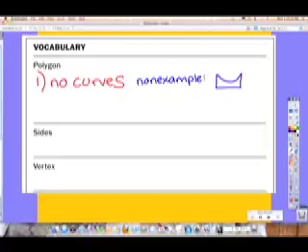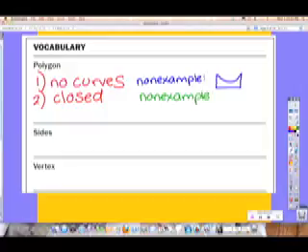Okay. All right, let's see. Number 2. Number 2 has to be closed. Again, I'll show you a non-example. So closed. Here's another non-example. This is not a polygon. Check, check, check. Almost. See how there's like the sliver that's not quite closed. So that's not a polygon.